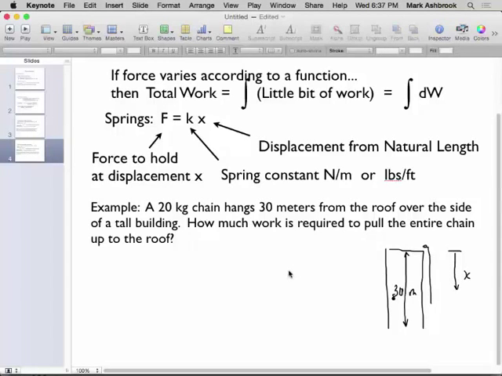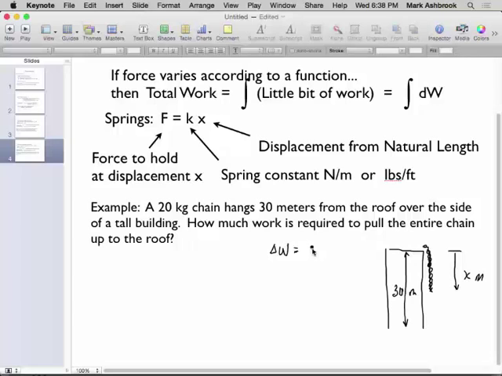So what we want is a little bit of work, right? Currently there's x meters left of the chain. Originally it was hanging all the way down, 30 meters. Now there's x meters left. We want a little bit of work to raise it a little bit, because as soon as we raise it a significant amount, the force required to keep pulling it up is less. The more you pull up, the more of the chain is on the roof, and the less weight is hanging down. That's why you need little bits of work added together.